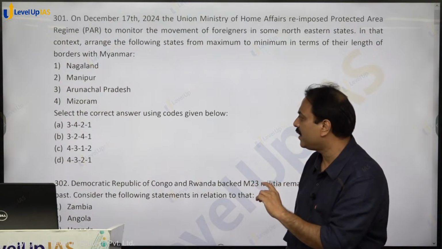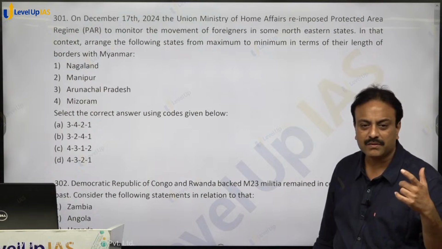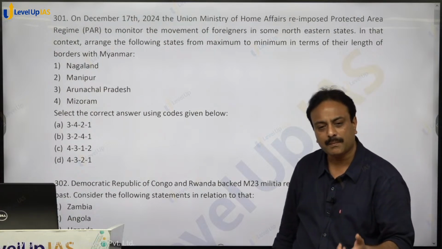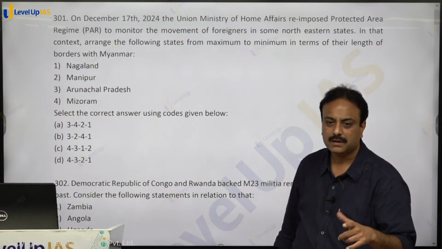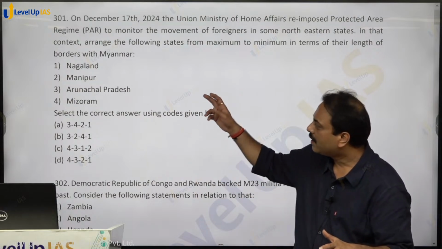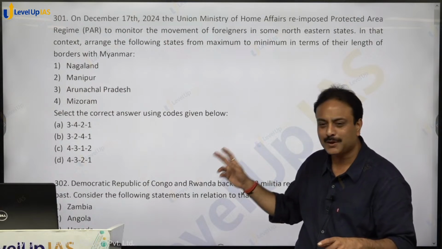And the question is asking you, arrange these states in terms of the length of border with Myanmar from maximum to minimum. Nagaland, Manipur, Arunachal Pradesh, Mizoram.